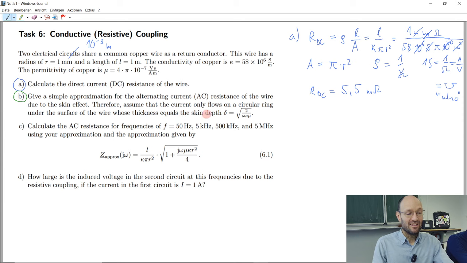And now the assumption is that the current only flows on a circular ring under the surface of the wire and the thickness of this ring equals the so-called skin depth delta. And a formula for this delta for the skin depth is given here. And so this depends on our angular frequency omega, kappa, and mu, so conductivity and permeability.